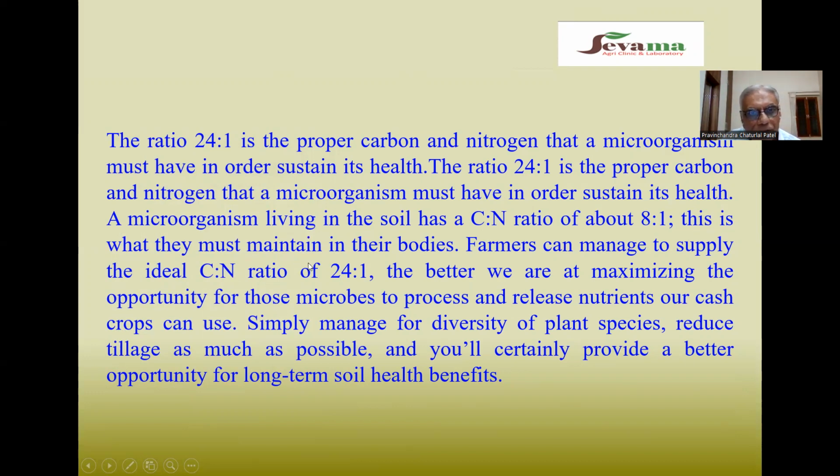This is what they must maintain in their bodies. Farmers can manage to supply the ideal CN ratio of 24:1. The better we are at maximizing the opportunity for those microbes to process and release nutrients our cash crop can use, the better. Simply manage for diversity of plant species, reduce tillage as much as possible, and you will certainly provide a better opportunity for long-term soil health benefit.